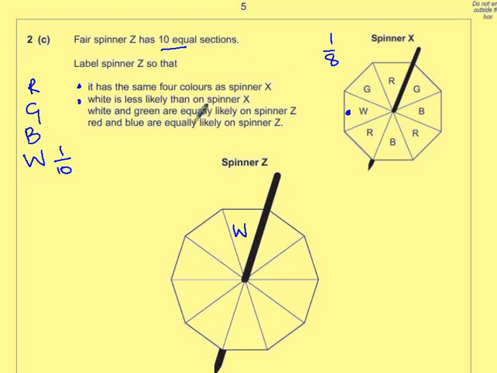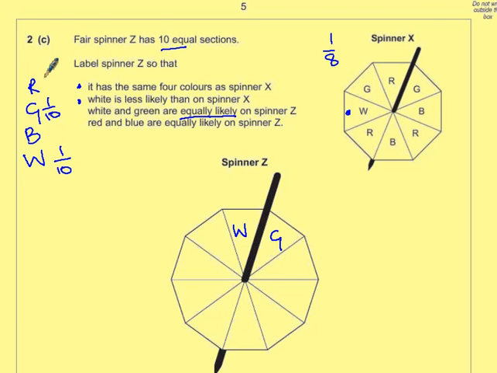White and green are equally likely on spinner Z. So if there's 1 white, there has to be 1 green. So 1 green is also 1 out of 10. Red and blue are equally likely on spinner Z. So the sections that are left, there's 1, 2, 3, 4, 5, 6, 7, 8 sections left. They need to be equally likely, split into 2.